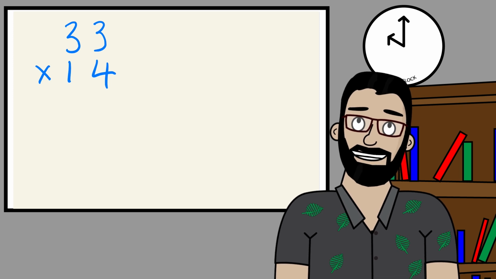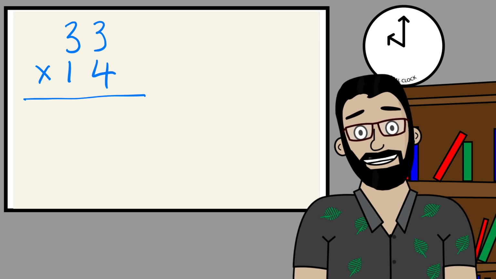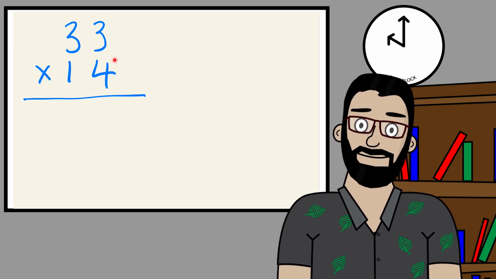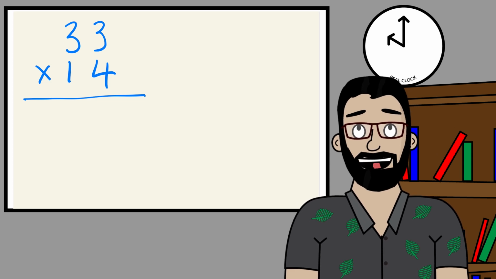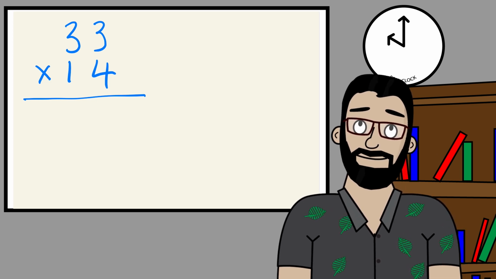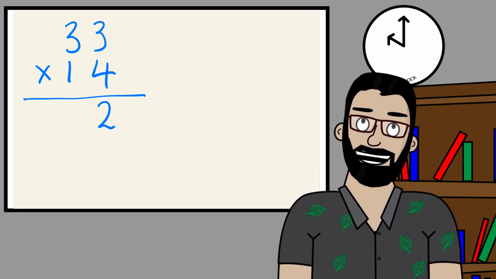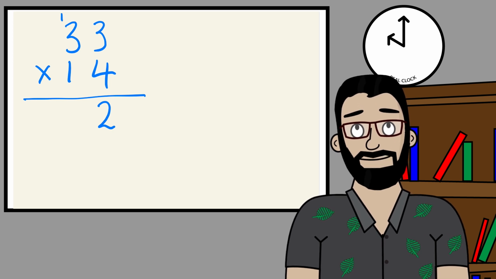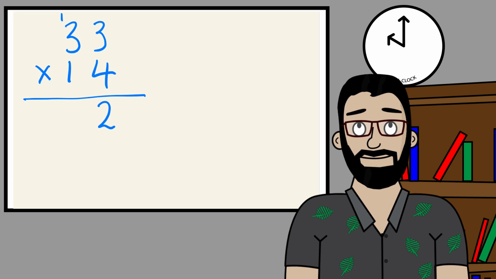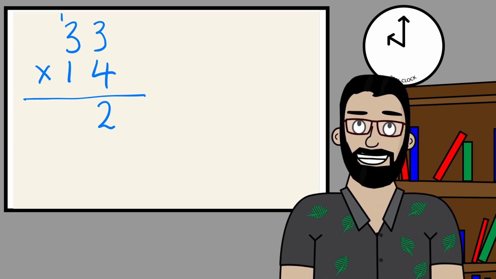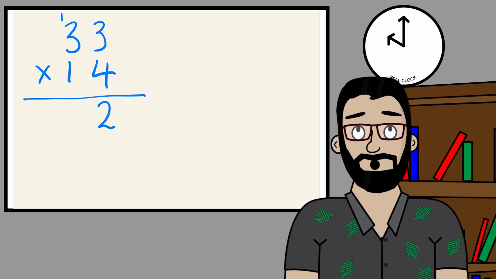Now, the first thing is, we know that this is the ones column or the units column. This is the tens column. Now, the first step, same thing. 3 times 4. 3 times 4 is 12. So I put down the 2 and I carry the 1. Now the next step is exactly the same. We go 3 times 4 that way. 3 times 4 is 12 again, plus that 1 up the top is 13. So I put down the 3 and of course the 1 just drops down as well.